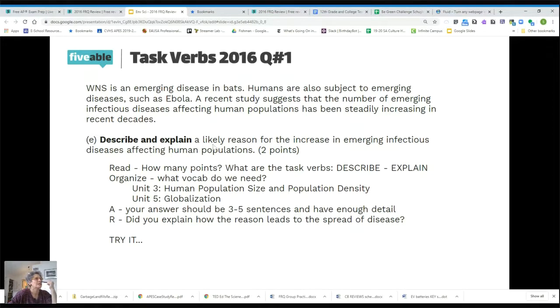White nose syndrome, or WNS, is an emerging disease in bats. Humans are also subject to emerging diseases such as Ebola. A recent study suggests that the number of emerging infectious diseases affecting human populations has been steadily increasing in recent decades. Describe and explain a likely reason for the increase in emerging infectious diseases affecting human populations. You guys want to give it a try? Let's give it a try.